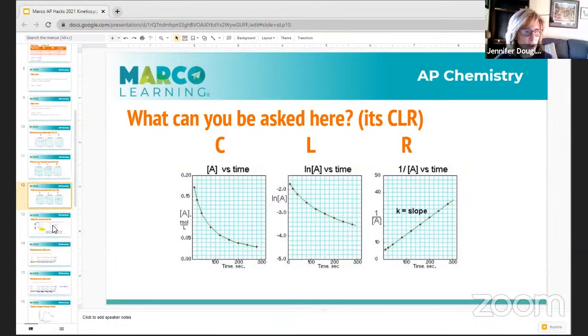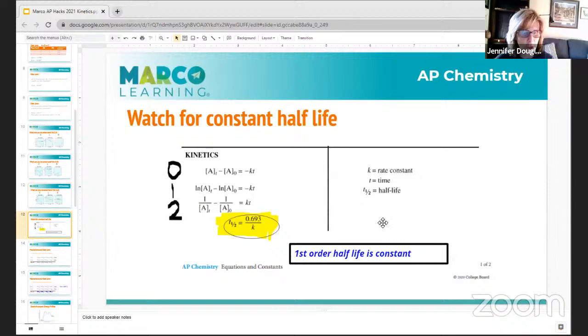But just in case they ask you anything else, on your formula sheet, this is a picture of the formula sheet. They have the 3 rate laws for 0, first, and second order. Look, the 0 order rate law is in terms of concentration, and notice it's in the form of a line. That y equals mx plus b.